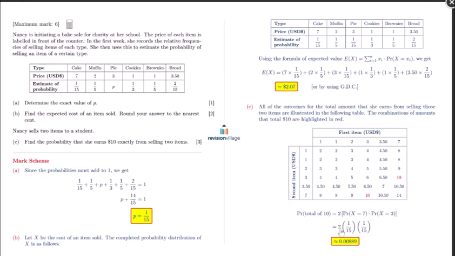So that's 2 times the probability of selecting a cake multiplied by the probability of selecting a pie. Now, we found that back in part A to be 1 on 15. And if we enter that into our calculator, we get this decimal here. So 0.00889. So quite small.